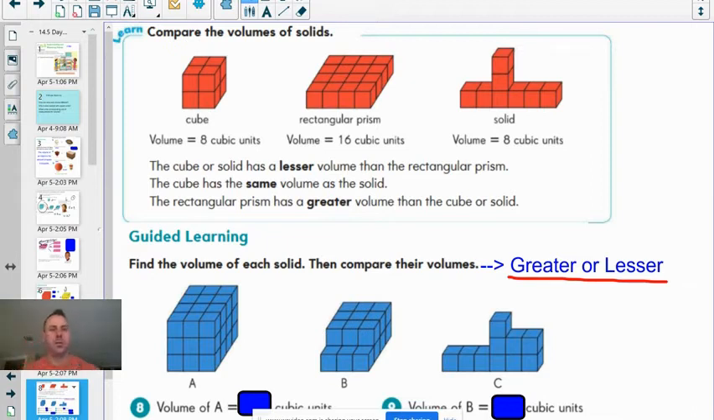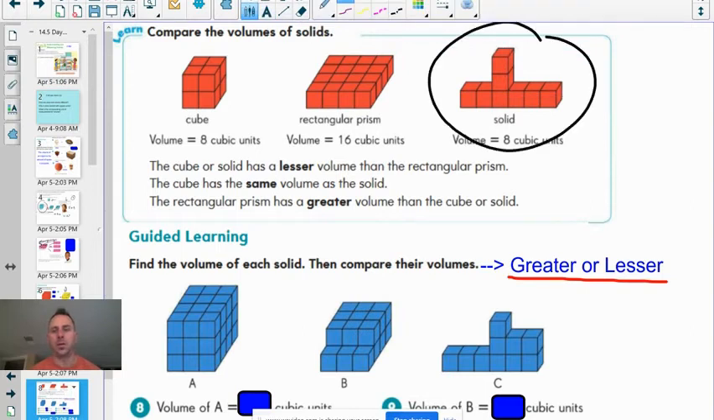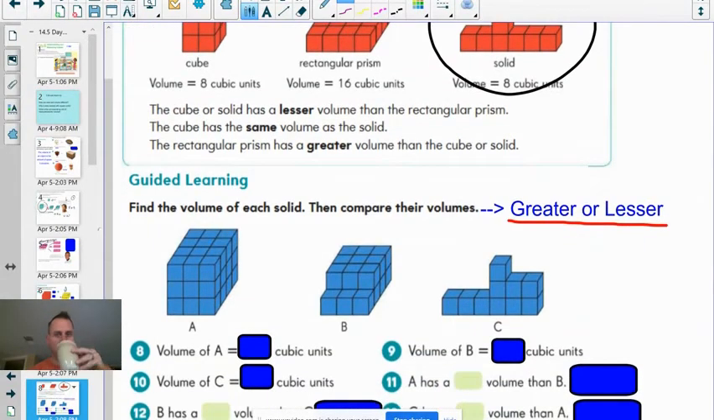These are simple solids here. It looks like most of them. The first one is 8 cubic units. The middle one, 16. The third one is 8. The cube or solid has a lesser volume than a rectangular prism. The cube has the same volume as a solid, and then the rectangular prism has a greater volume than the cube or solid. So these are your choices when you're comparing. So we're calling this figure over here just a solid because it's neither a cube nor a prism. It's just a solid. Looks like an upside down T, kind of misshapen again.